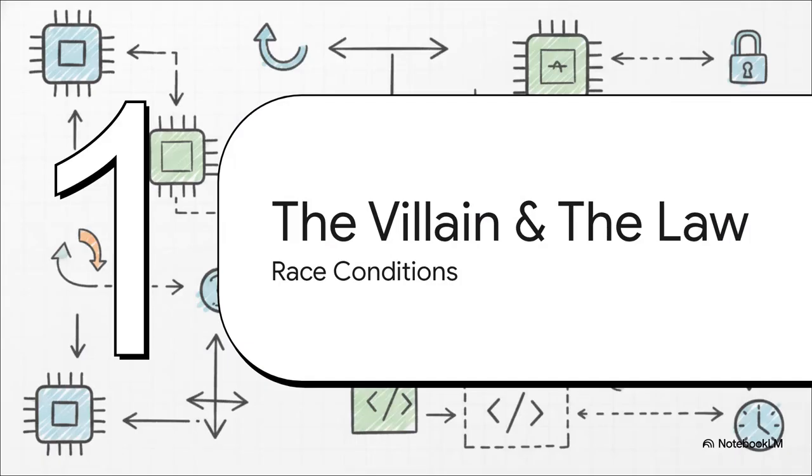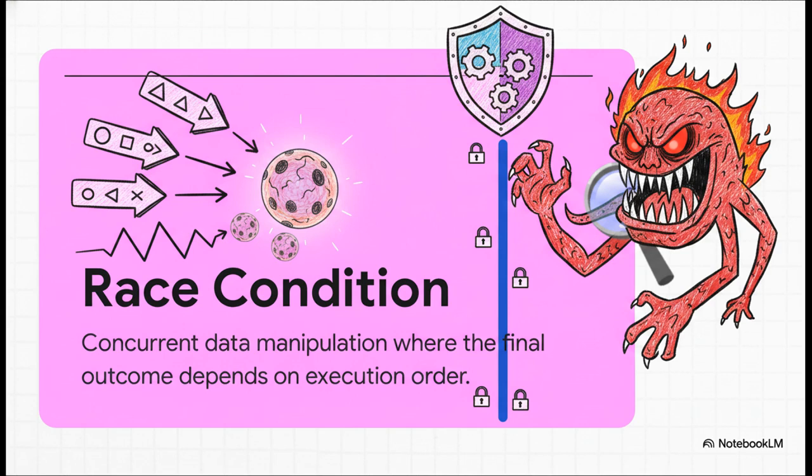Section 1. The Villain and the Law. Defining race conditions and critical sections. Okay, so before we can solve any problem, we have to name it, right? This chaotic phenomenon we just saw? That is called a race condition, and it's basically our main villain today. It threatens data consistency literally everywhere. In a race condition, multiple processes are manipulating the exact same shared data concurrently, and the final state of that data depends entirely on the completely unpredictable order in which those instructions happen to execute.